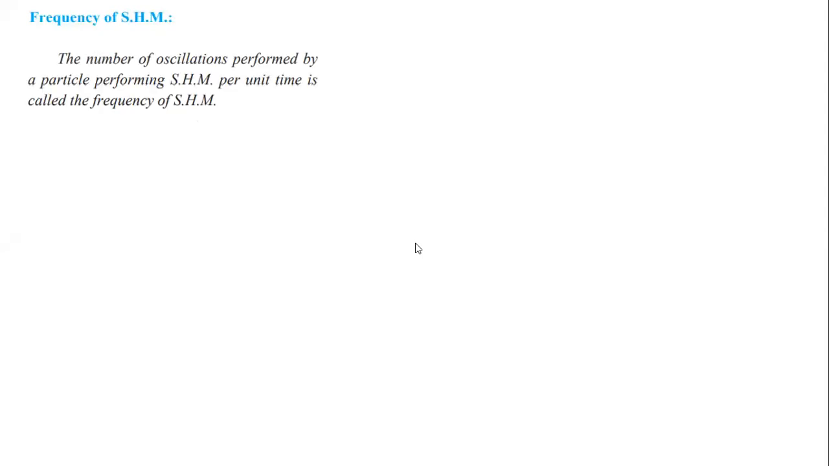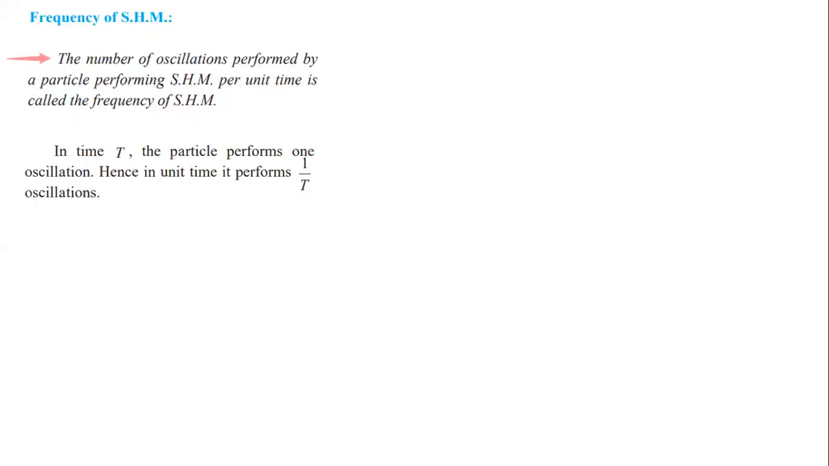Now the next article is frequency of SHM. What is frequency first? Frequency means the number of oscillations performed by a particle per unit time. In previous standards you already learned that frequency means number of oscillations per second. In 1 second, if the particle completes 3 oscillations, then 3 is the frequency. So oscillations per second, or per unit time, is the frequency.